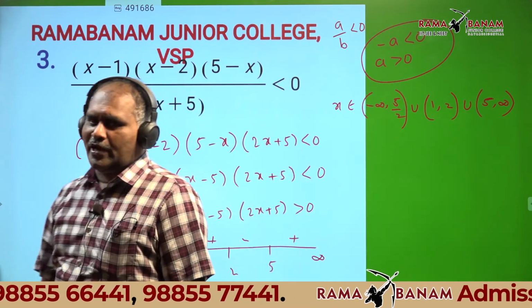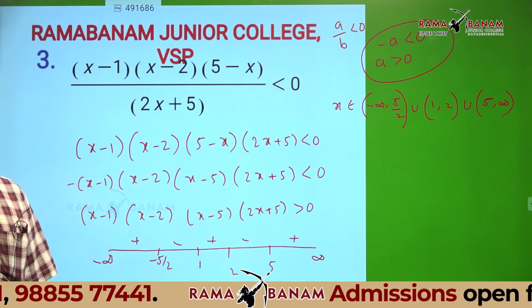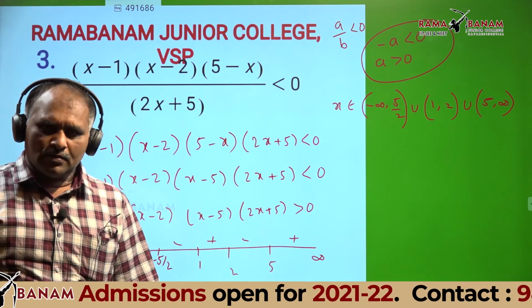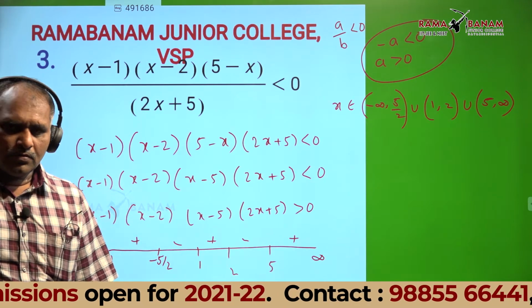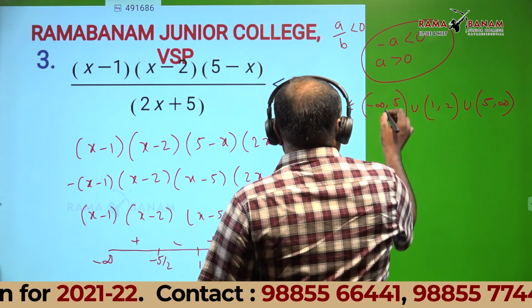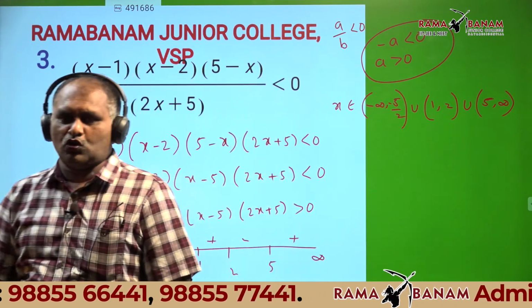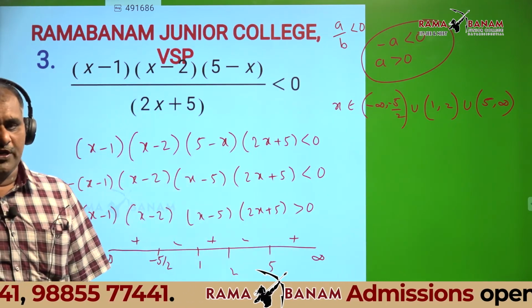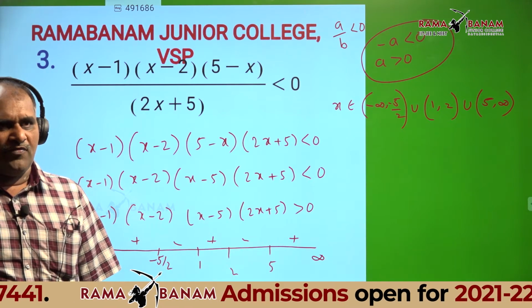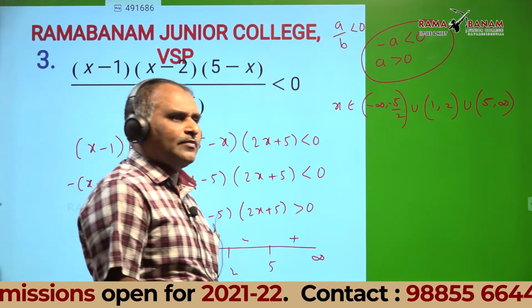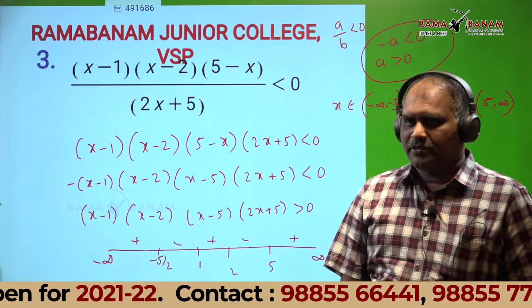Do you understand how to write that interval? Sir, here minus infinity comma minus 5 by 2. That is minus infinity to minus 5 by 2, 1 to 2, and 5 to infinity. This is the interval. Any doubt about this method? No, sir. Okay, do it.